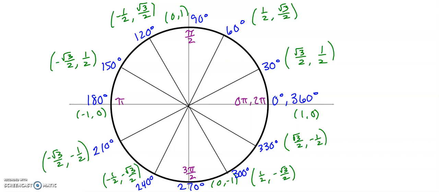Okay, so I filled in the rest. This quadrant, the sign should be negative, negative, and this quadrant, the sign should be positive, negative. Okay. Last but not least, we got to talk about radians.